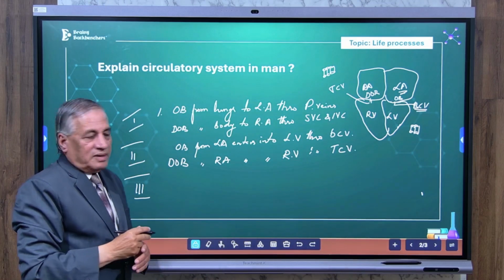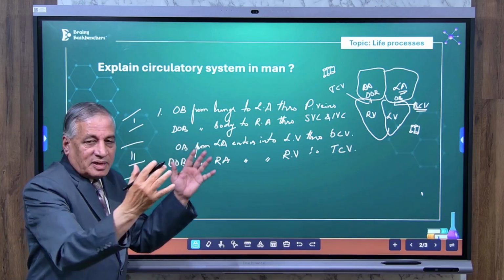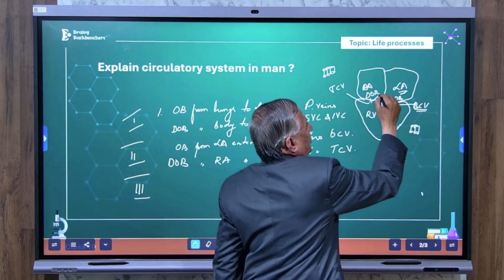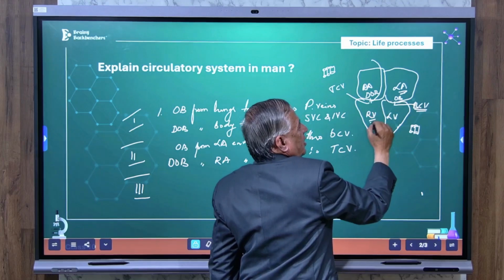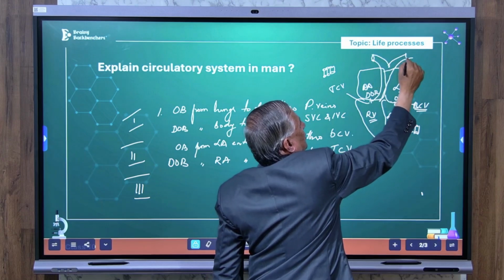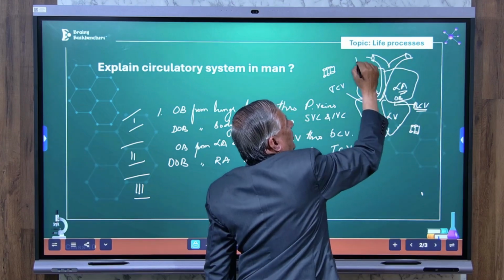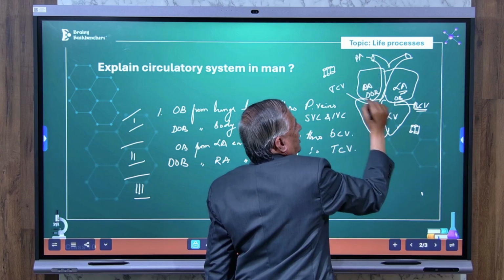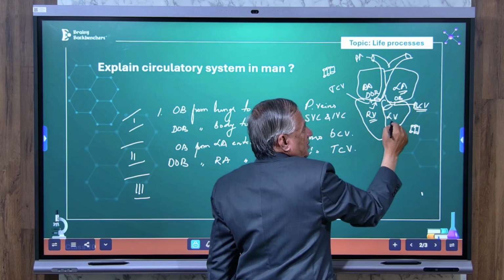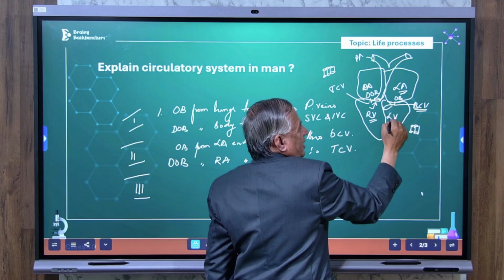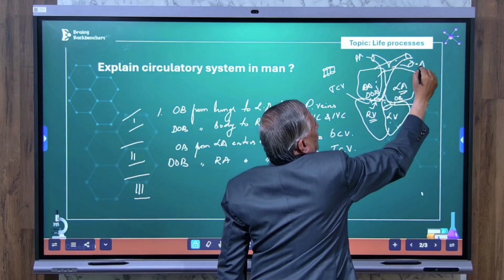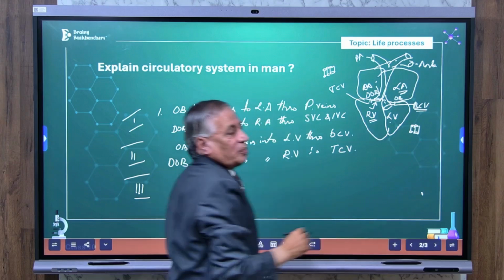Now, finally, when ventricles contract, here lies the entire practicality. From the right ventricle, blood goes outside for purification to the lungs. This one is called the pulmonary artery. At the same time, pure blood, that is oxygenated blood, from the left ventricle goes through the aorta to all parts of the body.